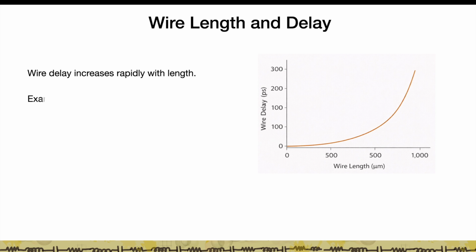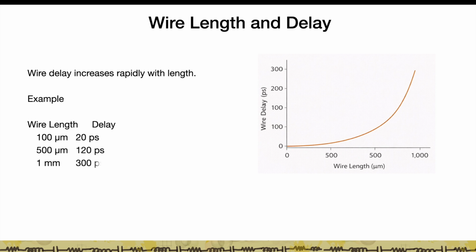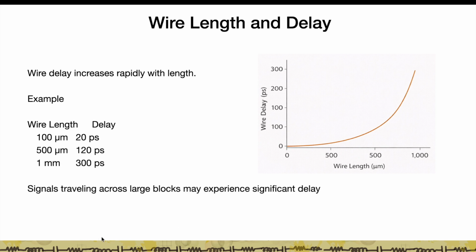The bad news: delay doesn't scale gently with wire length, it accelerates. Look at the numbers. A 100 micron wire might add up to 20 picoseconds of delay. Manageable. Stretch that to 500 microns and you're at 120 picoseconds. Go to 1 millimeter and it climbs to 300 picoseconds, more than the entire gate delay budget on many paths. The curve on the slide tells the story. It's not a straight line, it bends upwards. That's because both resistance and capacitance grow with length and delay scales with their product.